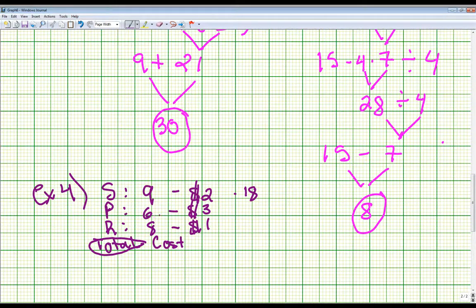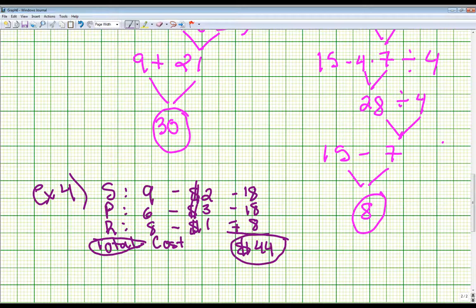6 cans of paint for $3 each, that would give me $18 there. And then if I got 8 rods for $1 each, that would give me $8 there. 8 times 1, 6 times 3, 9 times 2. So going back to this word total, I'm going to add these 3 amounts together, and I have a total of $44.